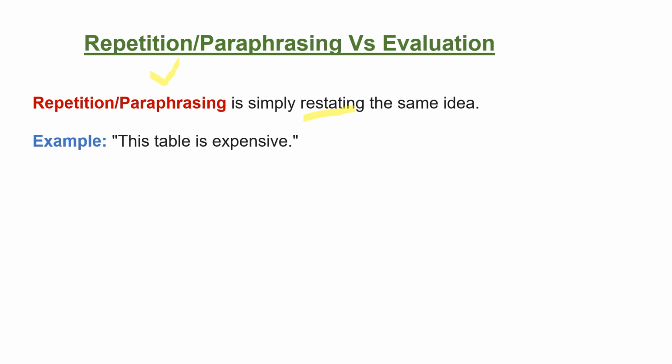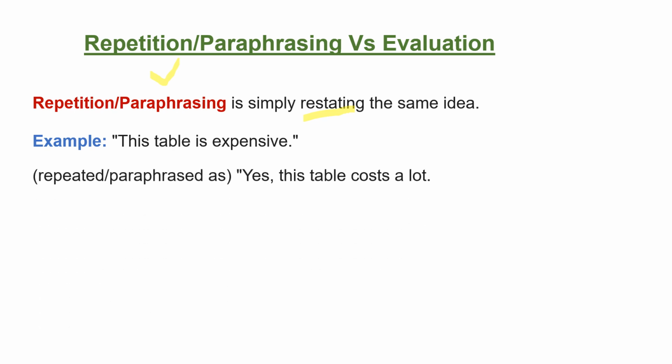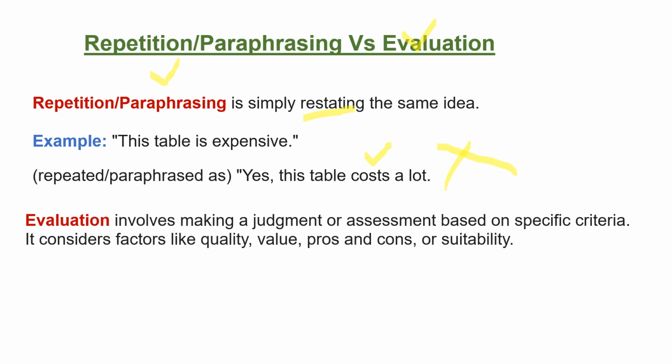For example, if I say that this table is expensive and you just write it using your own words, yes, this table costs a lot. So there isn't any change. This can be done even by a child. You are asked to evaluate. You have to give your evaluation. So this is not evaluation. This is actually a paraphrasing, a summarization, a repetition of the idea.